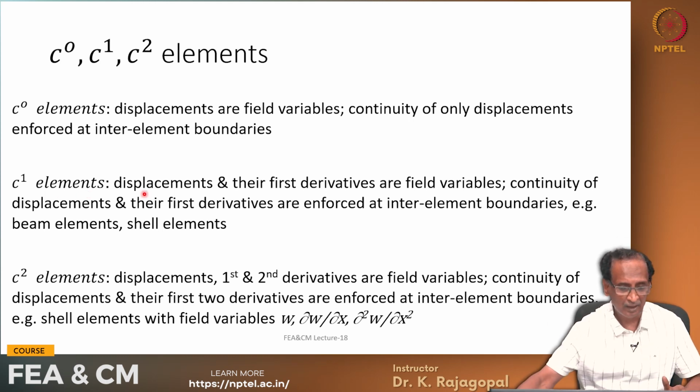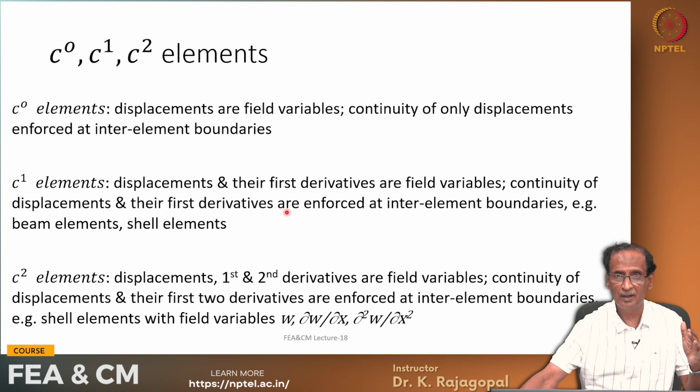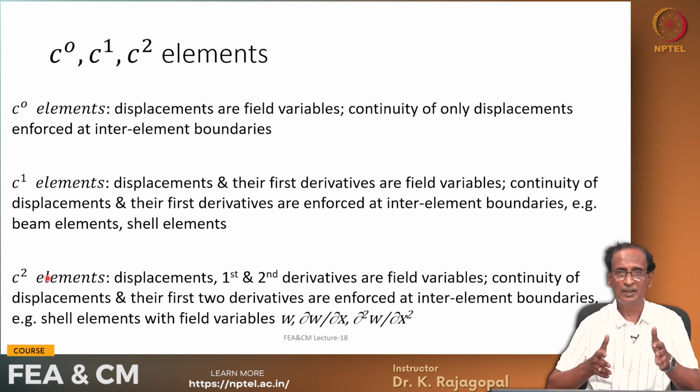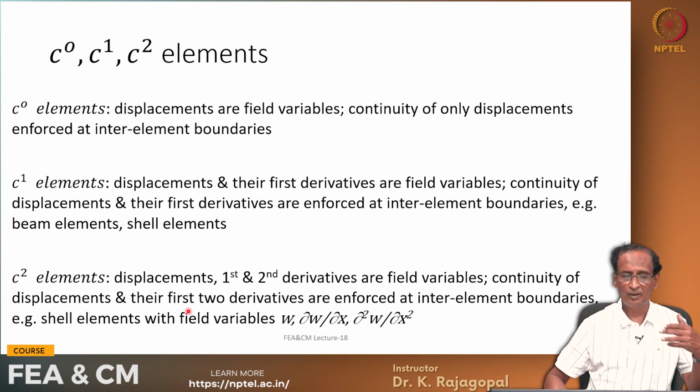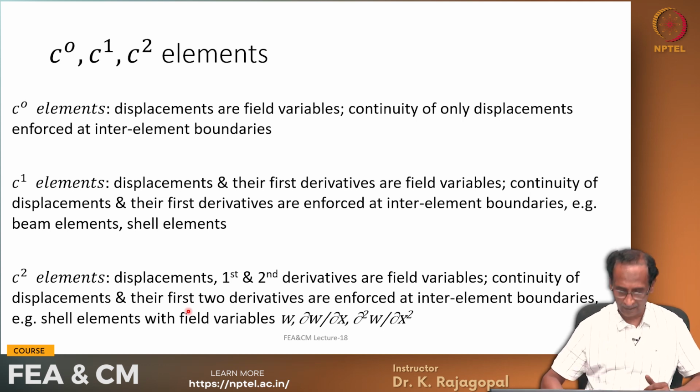Both the displacement and their first derivatives are the field variables, and the continuity of beam elements and their first derivatives are enforced at the inter-element boundaries. These are called C1. And then C2 elements are where we have displacements, first derivatives and then the second derivatives, the rotations and then the curvatures as degrees of freedom, and these are with thin shell elements, but we do not come across them in geotechnical engineering. We will be only seeing the C0 and the C1 type elements.